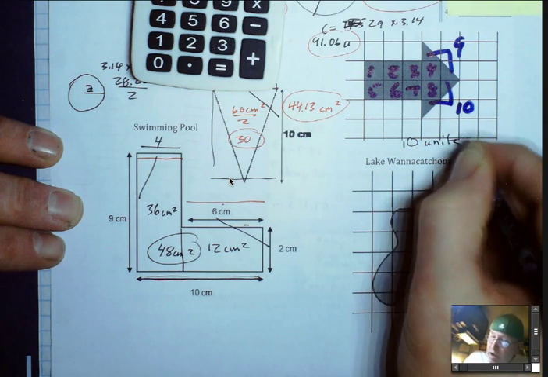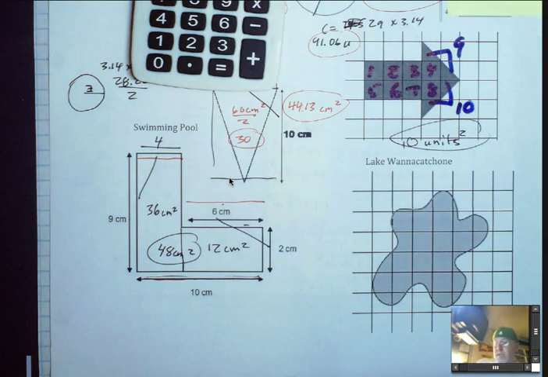And that's going to be squared for right now. And then Lake wanna catch one? Did you catch that? Lake wanna catch one? All right, let me just number these guys out.